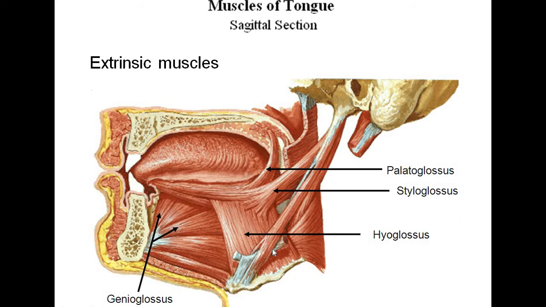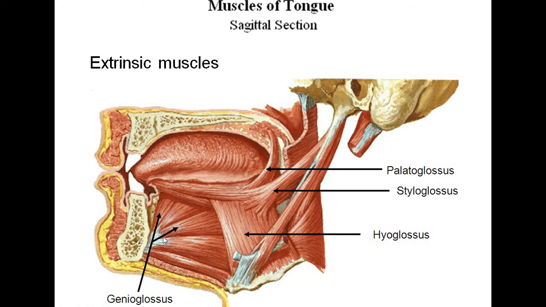Hyoglossus muscle takes origin from the greater cornu and part of the body of the hyoid bone, and the fibers are inserted at the side of the tongue in between the genioglossus, the inferior oblique and the styloglossus muscle. So this muscle depresses the tongue and makes the dorsum of the tongue convex.